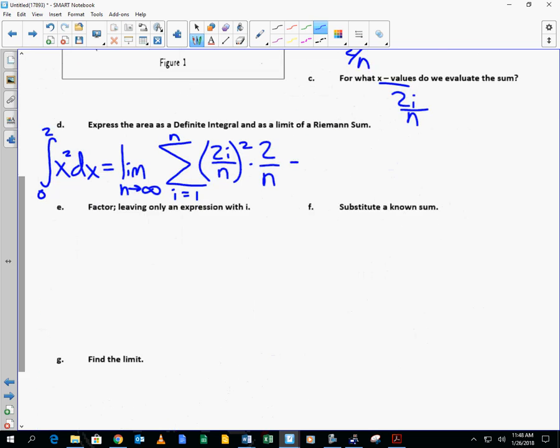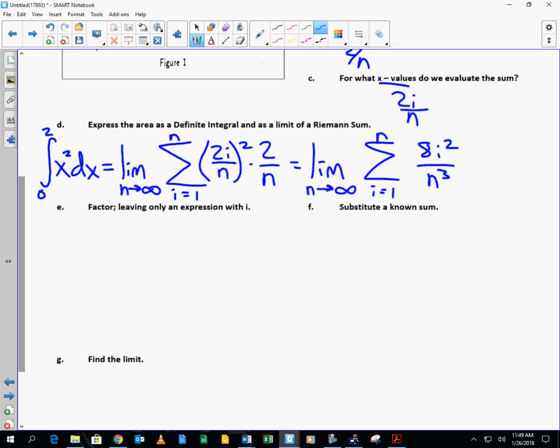So equals, we can simplify this, the limit as n goes to infinity of the sum from I equals 1 to n of, I'm going to square this. What do you get? 4I squared over n squared times 2 over n. All we need to do is find that limit.